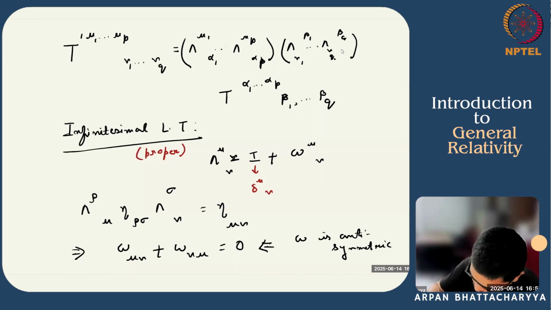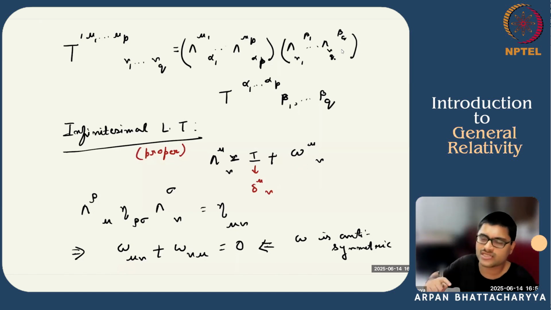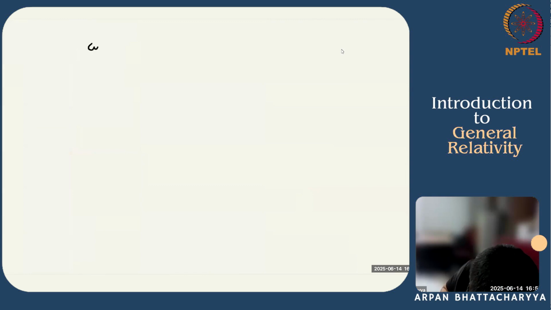So this is the antisymmetric matrix. And also, let's see what happens to the trace. So what is the trace of the matrix? Omega is a matrix, so trace is the sum of the diagonal elements. Diagonal elements means when mu and nu are equal to each other. That means trace of this thing is the following: omega 0 0, omega 1 1, omega 2 2 plus omega 3 3. This is nothing but the trace of this omega matrix.